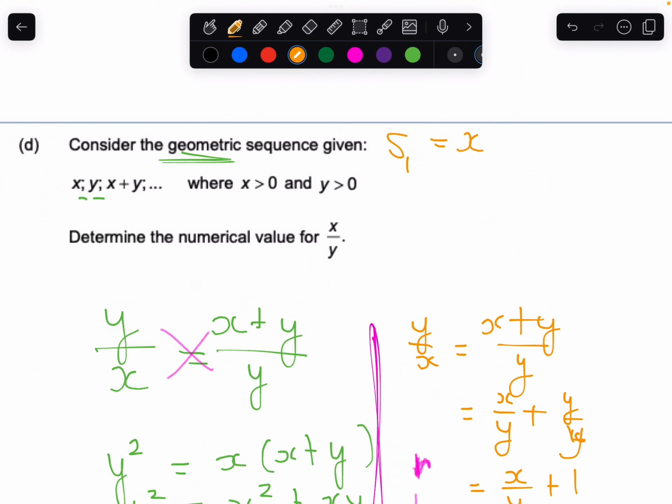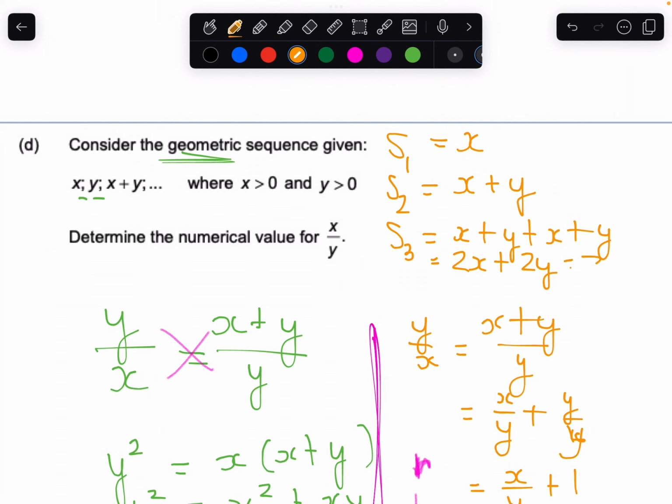This is me now, just being lost for words. Okay, so S3 is going to be x plus y plus x plus y, which is 2x plus 2y, which is 2 times the sum of the two terms. Does that take me anywhere? Does it, my brothers and sisters? Does it profit me? I do not know.